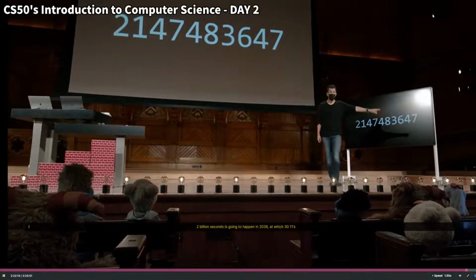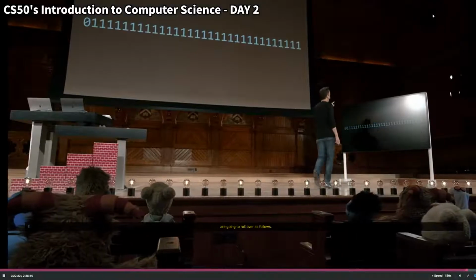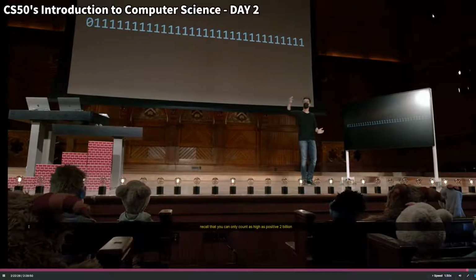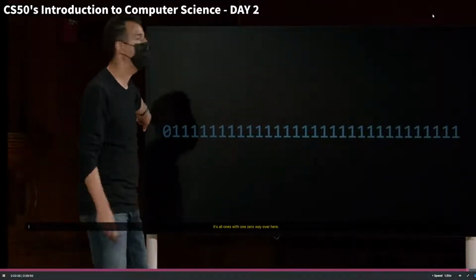2 billion seconds is going to happen in 2038, at which point 31 ones are going to roll over as follows. That number 2 billion, which is the max, because if you're representing positive and negative numbers, recall that you can only count as high as positive 2 billion or negative 2 billion, looks like this. This is roughly the number 2 billion in binary. It's all ones with a 0 way over here.